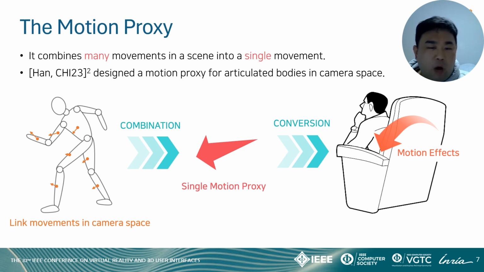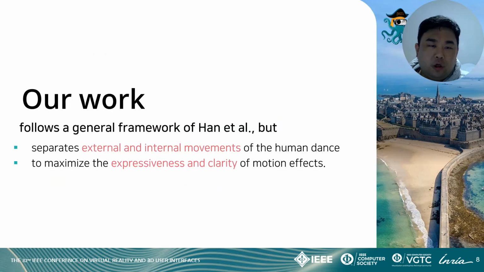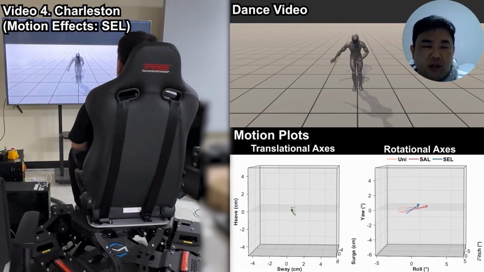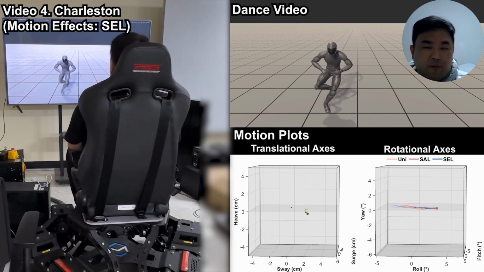However, our observations show that their algorithm is not well suited for expressing complex and dynamic movements, particularly those of a dancer. Thus, our work follows a general framework of previous research, but analyzes the dancer's movement, separates movement into external and internal movements, and designs a motion proxy independently for each movement. This aims to maximize the expressiveness and clarity of motion effects expressing human dance. Before going into detail, I will show you a short demonstration of our work.